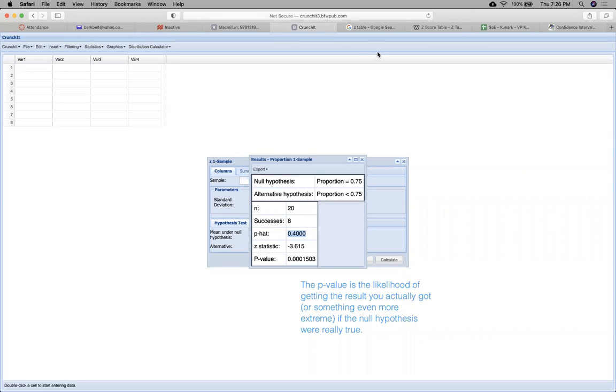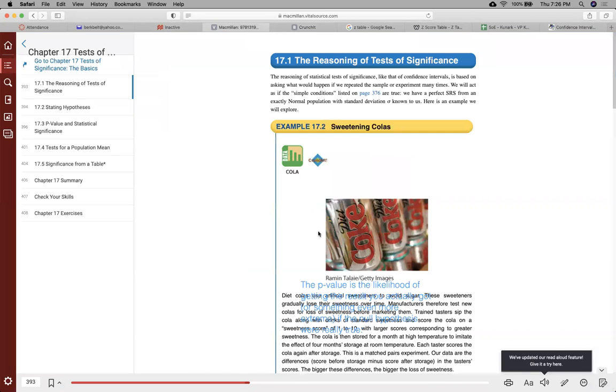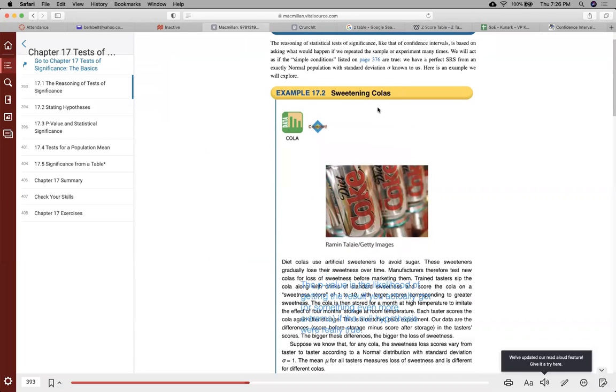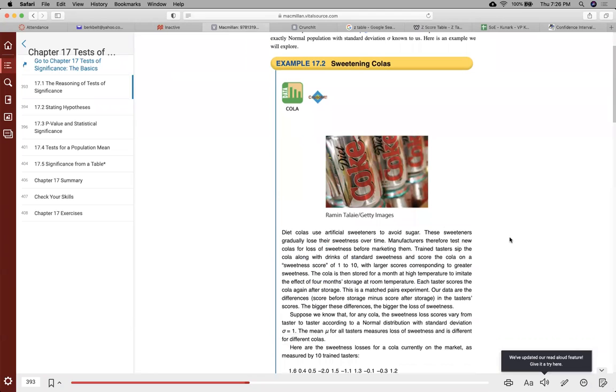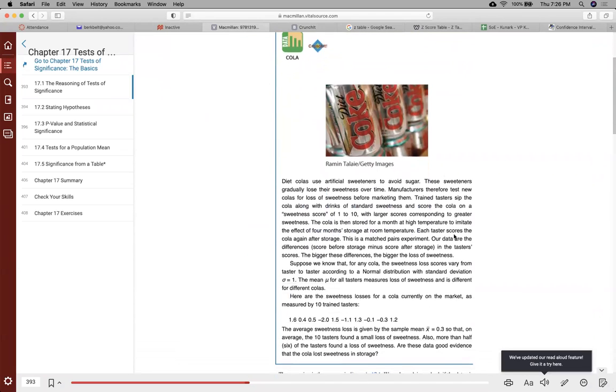Let me do one of the other sorts. Let's do this example right here, because I did it in my last class, so I know it'll be an example with a different outcome. So Diet Colas usually use artificial sweeteners instead of sugar.